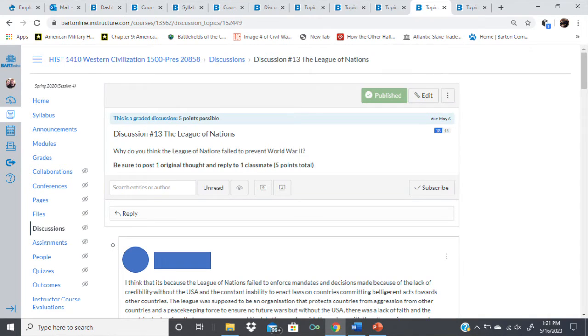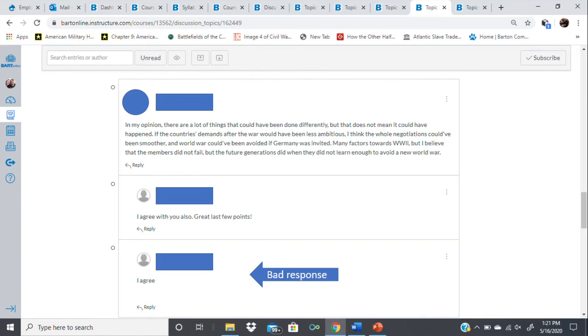So this initial discussion post said, "Why do you think the League of Nations failed to prevent World War II?" So you can see that this student responded to a classmate by just saying, "I agree." So that would not be a good way to get your points. That would get you 0 points actually. So that's a little bit about academic integrity and what my expectations are. If you have any questions, you can always email me.